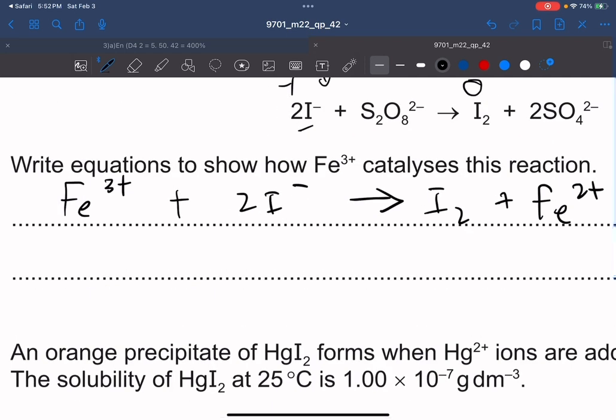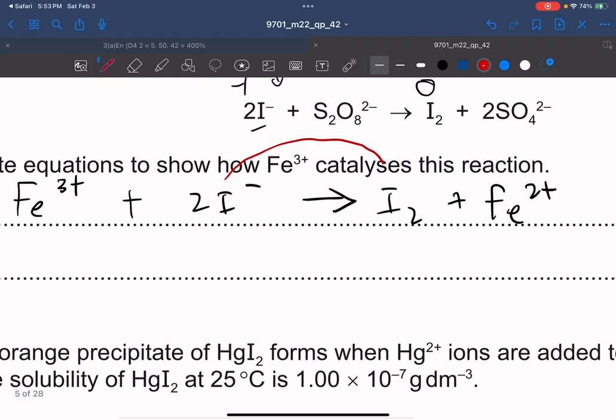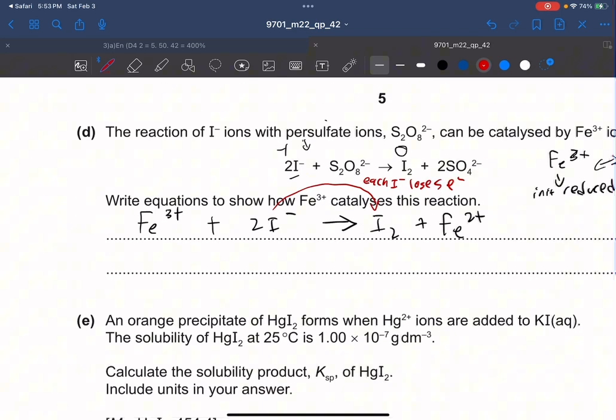You could work this out in terms of electrons. Basically, each I minus loses one electron. So overall in the reaction, 2 electrons have to move between Fe3+, Fe2+, and 2I minus and I2. If each I minus loses an electron, it means Fe3+ is gaining electrons. So in order for there to be 2 electron movements for Fe, we can simply balance it out by adding a 2 there. So there's going to be 2 electrons moving. And if you check the charges, 2 Fe3+ is 6+, and 2 I minus is minus 2.